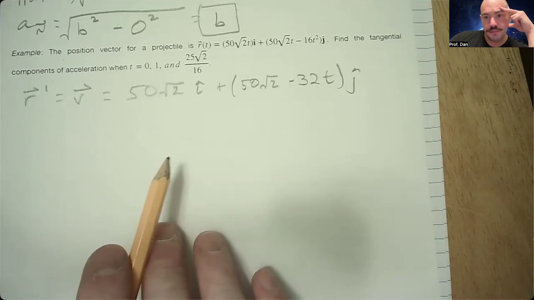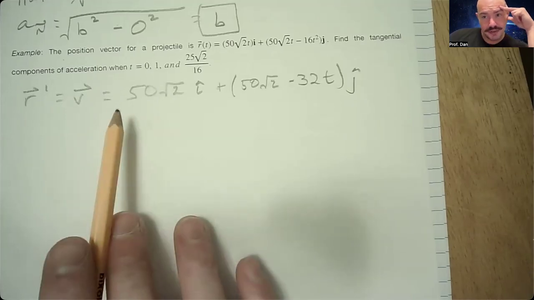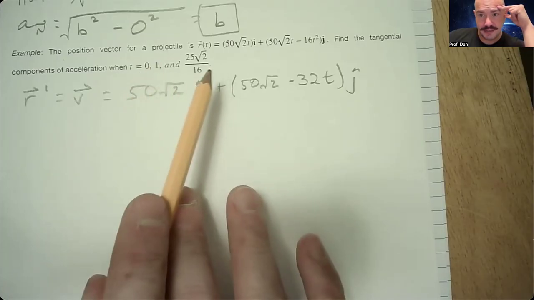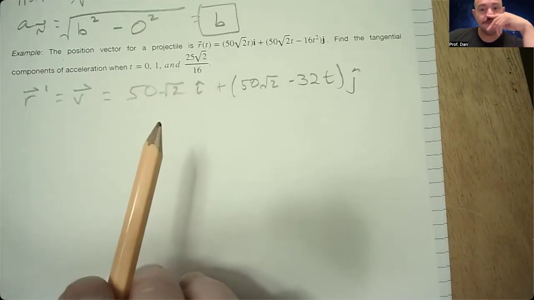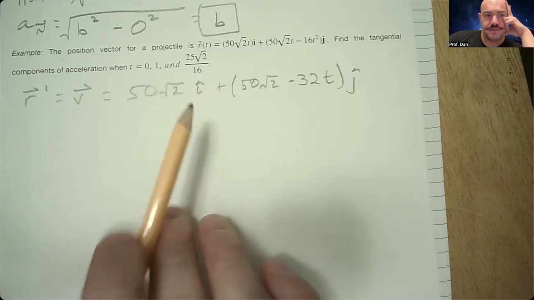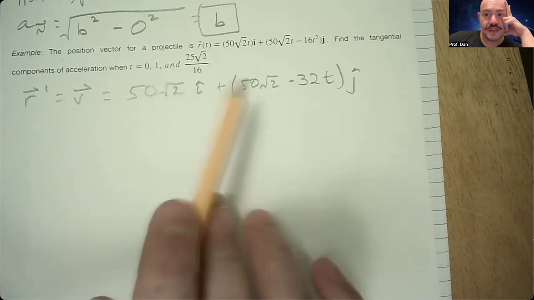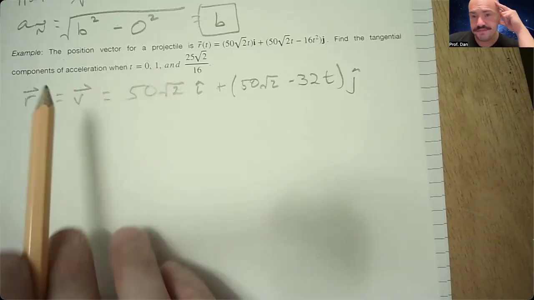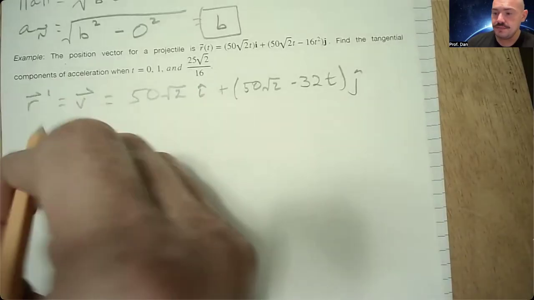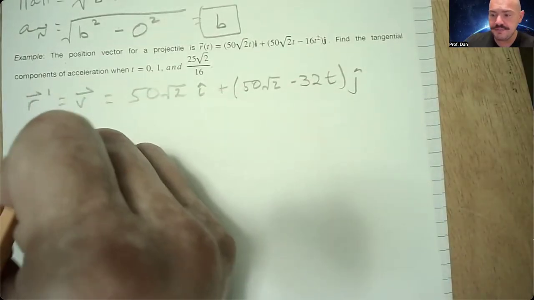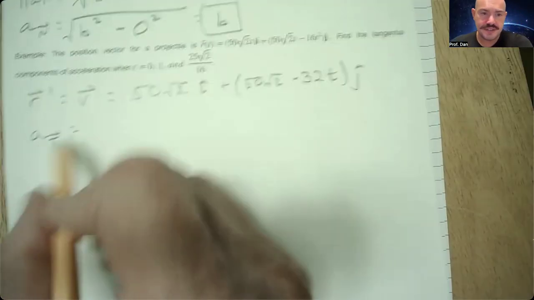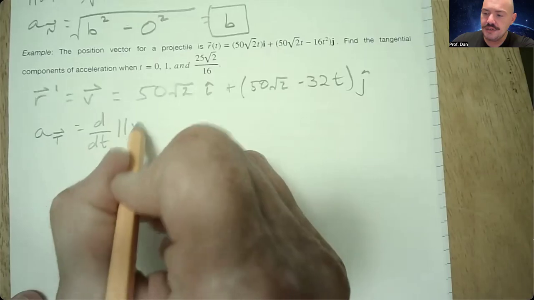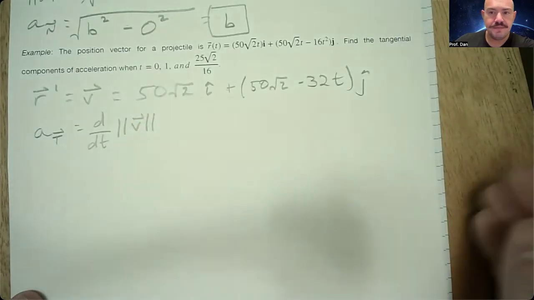Meaning, yes, I am going to take the magnitude of the velocity, but no, I cannot plug any of these values of t in yet. Otherwise, that would just give me the speed of the projectile at various times. That's not what the question asked for. It asked for the tangential acceleration. So we know that the tangential component of acceleration is the derivative with respect to t of the magnitude of the velocity.